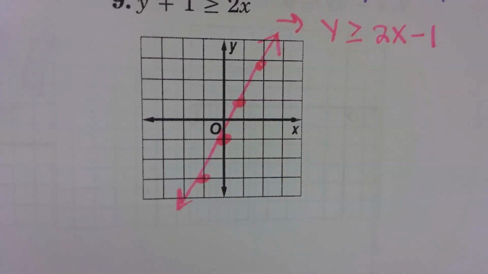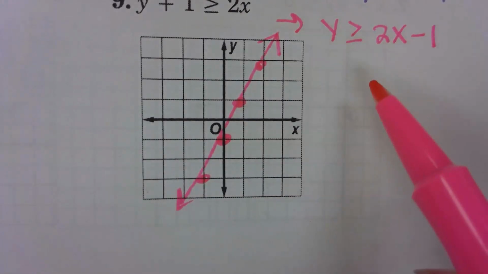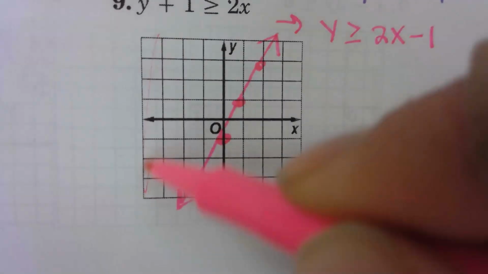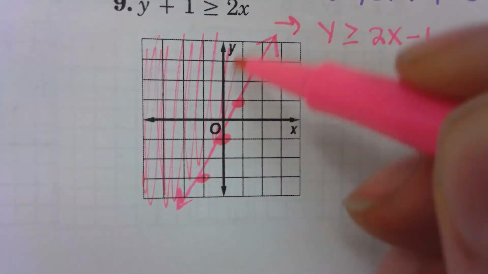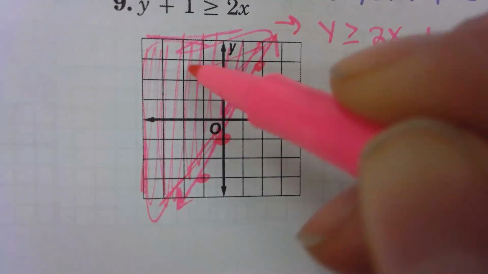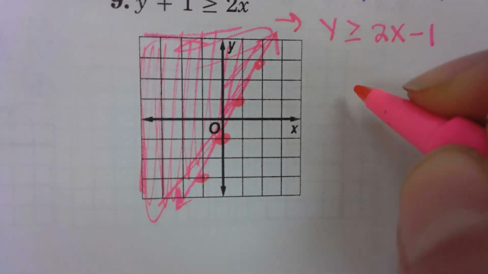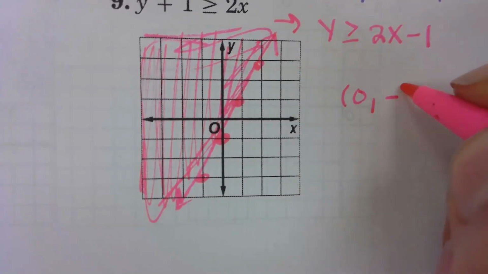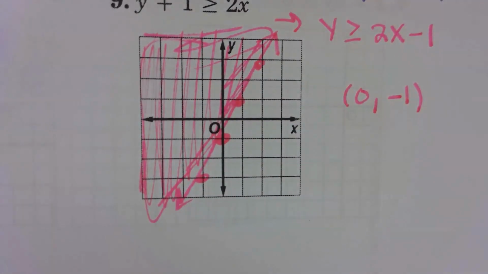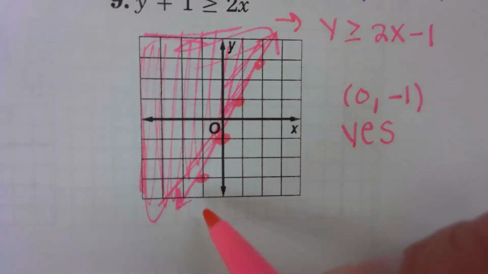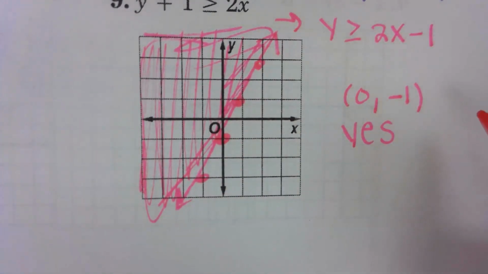You two are awful. Okay, do we shade above or below? Above. Okay, would the point 0, -1 be a solution? Yes. The answer is yes, because the line is solid and it comes from the line, therefore it is a solution.